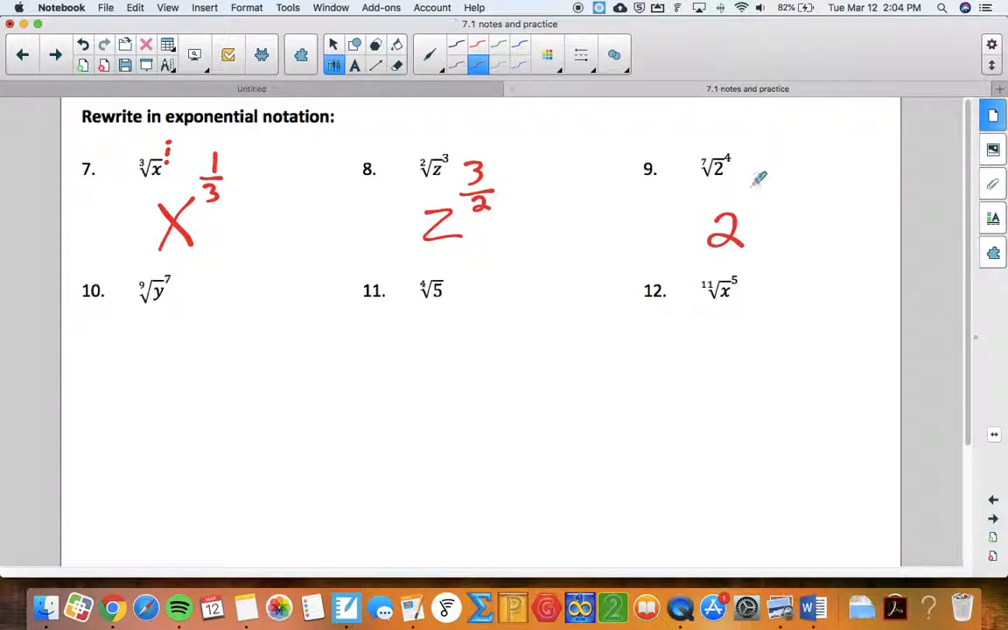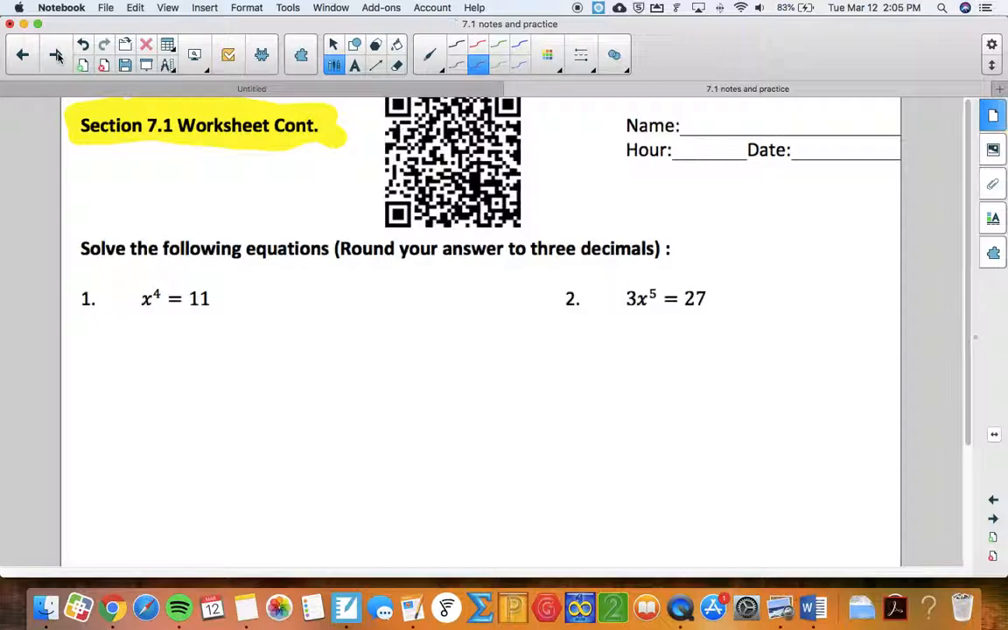Our base here is 2. It's raised to the power of, the denominator is 7, the numerator is 4. Y is raised to the 7/9. 5 is raised to the, there's a 1 there, so my denominator on the power is 4, and the numerator is 1, 5 to the 1/4. The base is x, raised to the 5/11. Boom shakalaka.